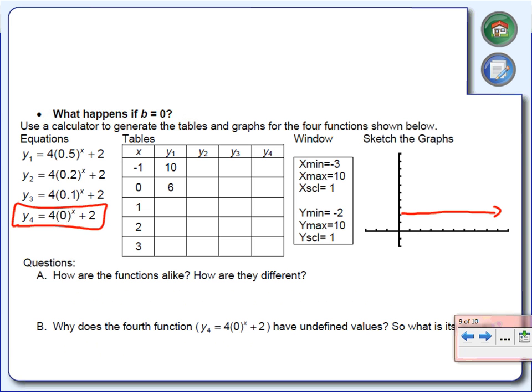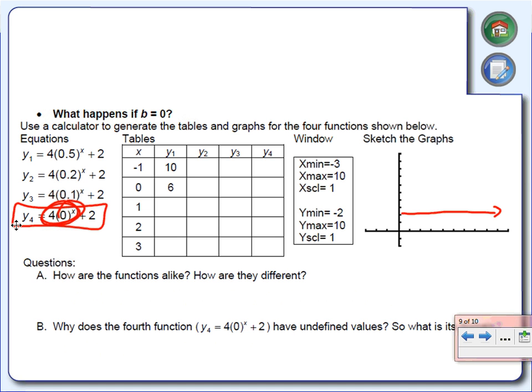It's always 0. We're always multiplying by a 0. Okay? So basically what's happening here is that this part of the equation is always giving us a 0. And 0 plus 2 is always going to be a 2. So notice how the y value is always a 2. No matter what x value we use, our y value is always a 2.